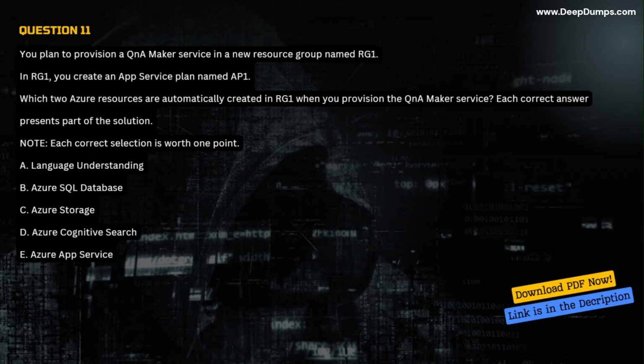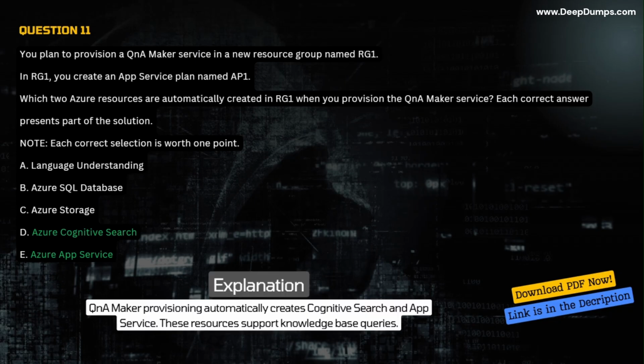A. Language understanding. B. Azure SQL database. C. Azure storage. D. Azure cognitive search. E. Azure app service. Correct answer D and E. Azure cognitive search. Azure app service. Explanation: QNameMaker provisioning automatically creates cognitive search and app service. These resources support knowledge-based queries.